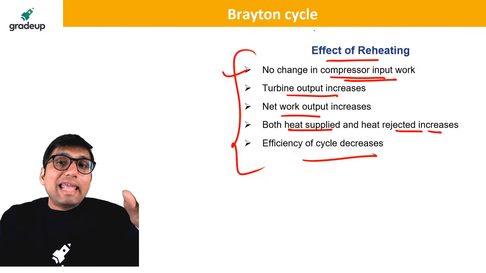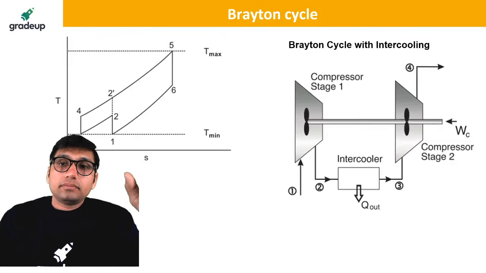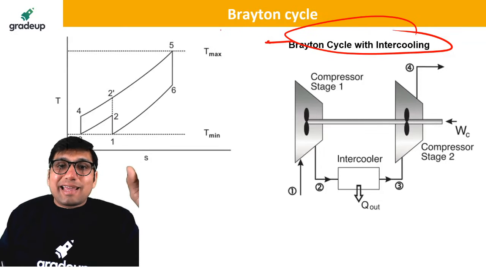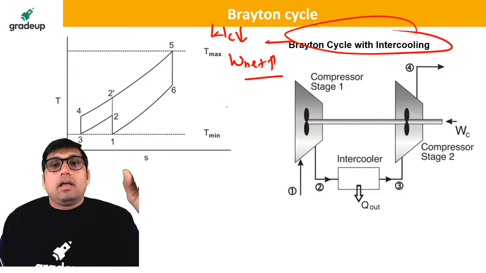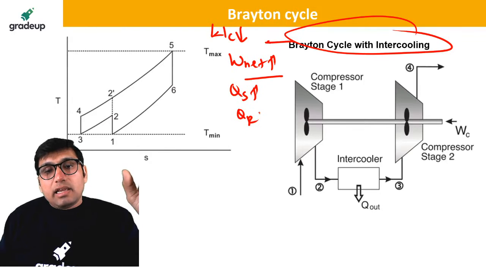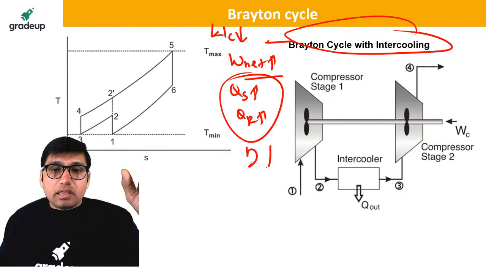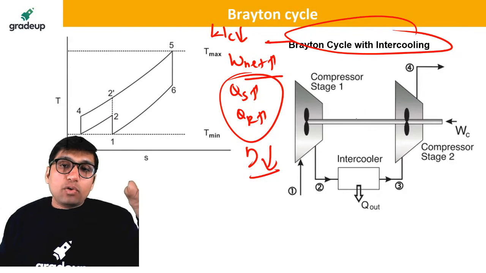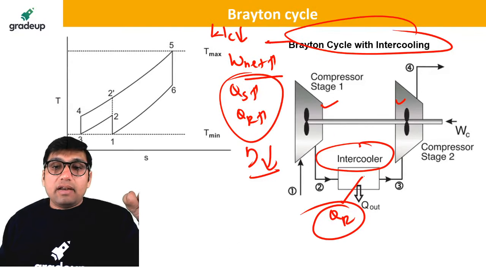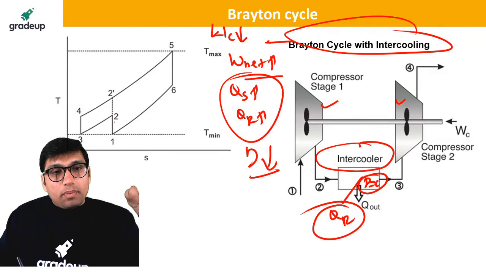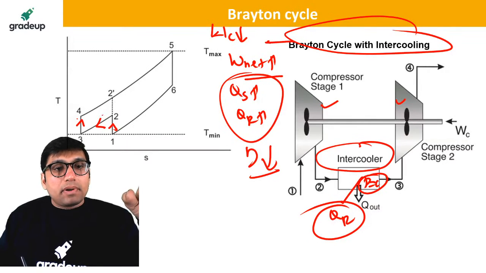So reheating is only used for increasing the turbine work, but efficiency will decrease with reheating. Intercooling in the Brayton cycle is only done to reduce the compressor work and increase the net work. The heat supplied will increase, the heat rejected will increase, the efficiency will decrease. In intercooling, we use two compressors, and between the two compressors we use an intercooler. An intercooler is like a heat exchanger which will reject the heat at constant pressure. This is the first compressor, this is the second compressor, and between them we use an intercooler.